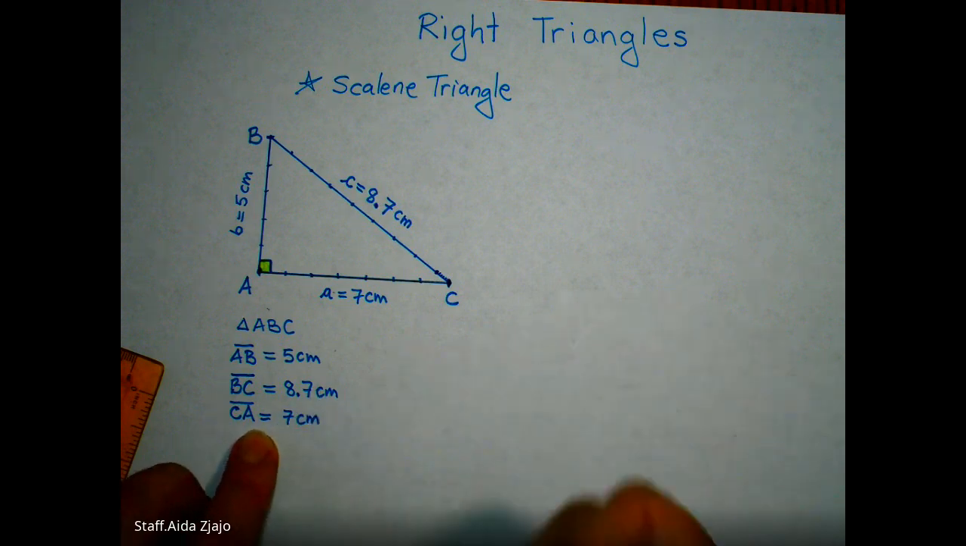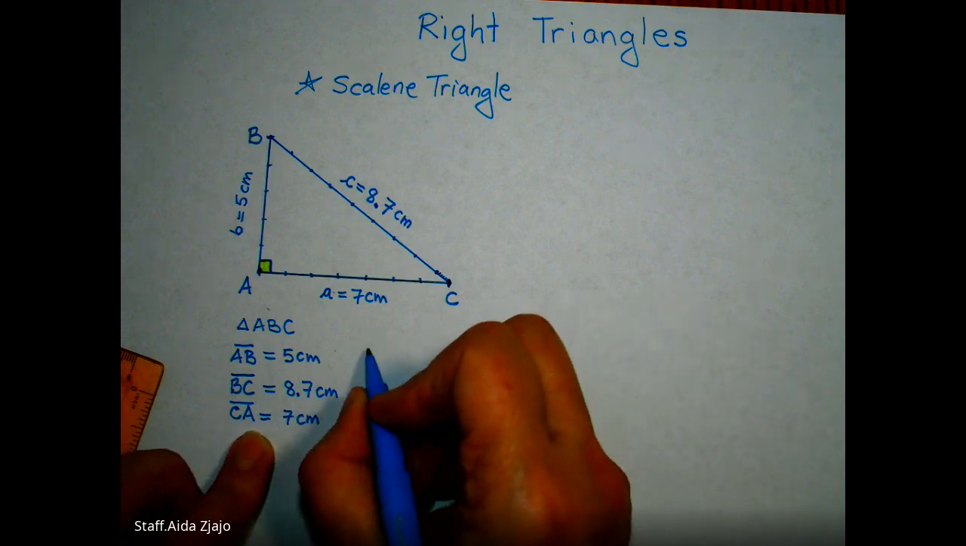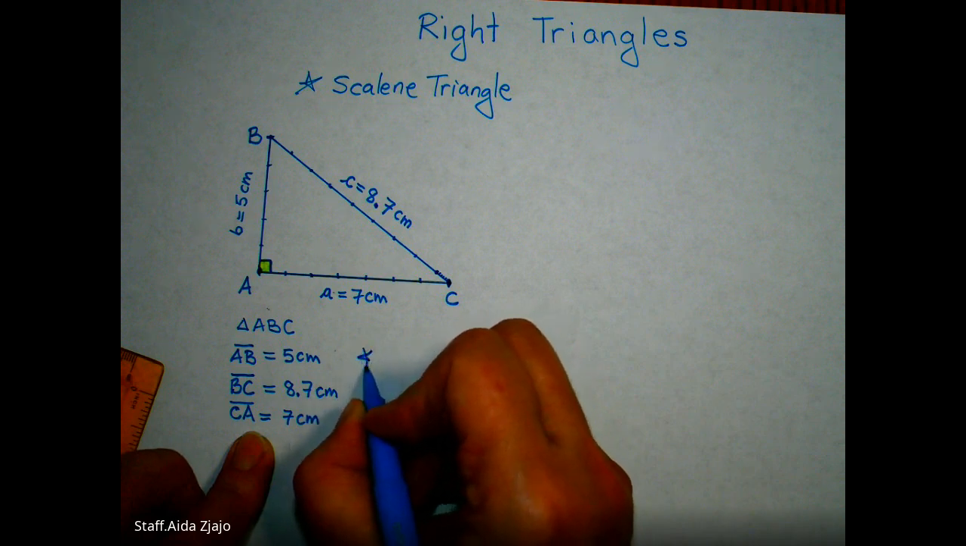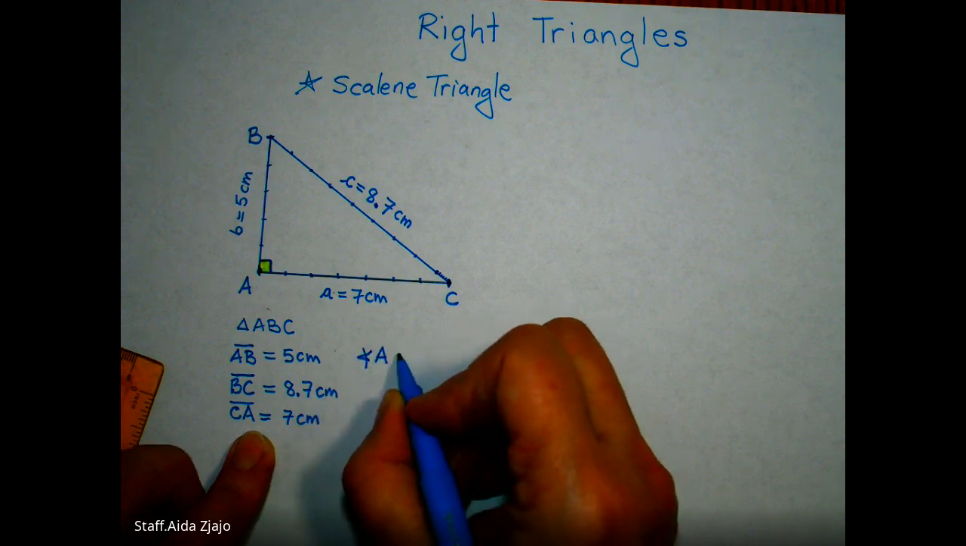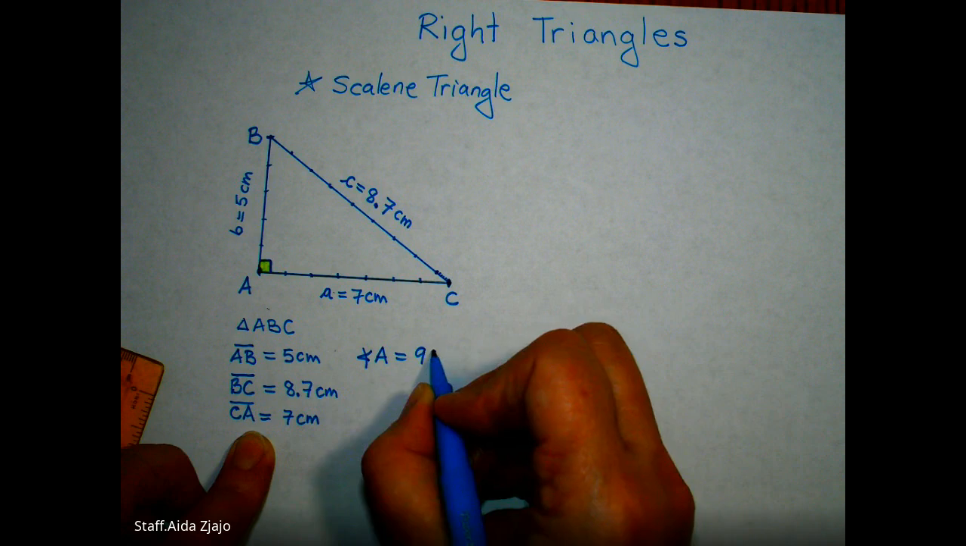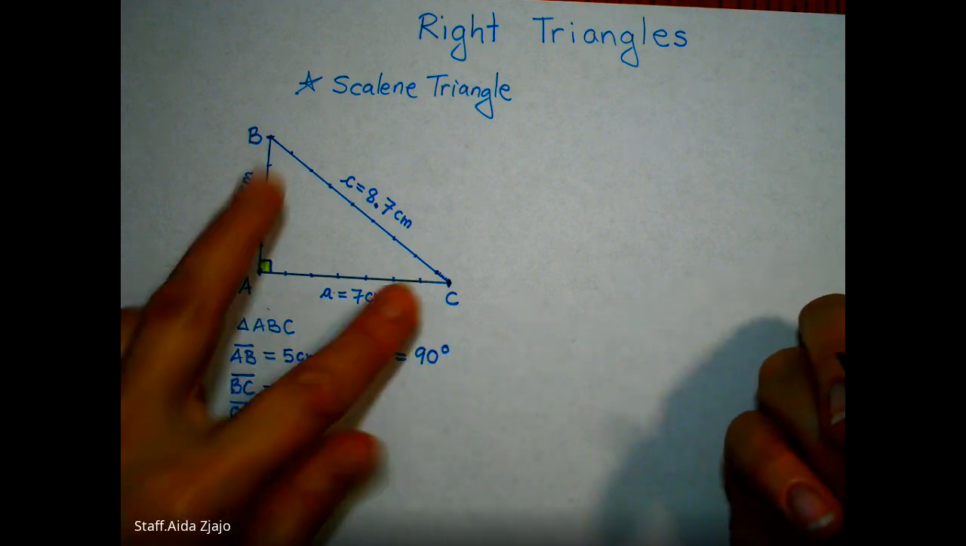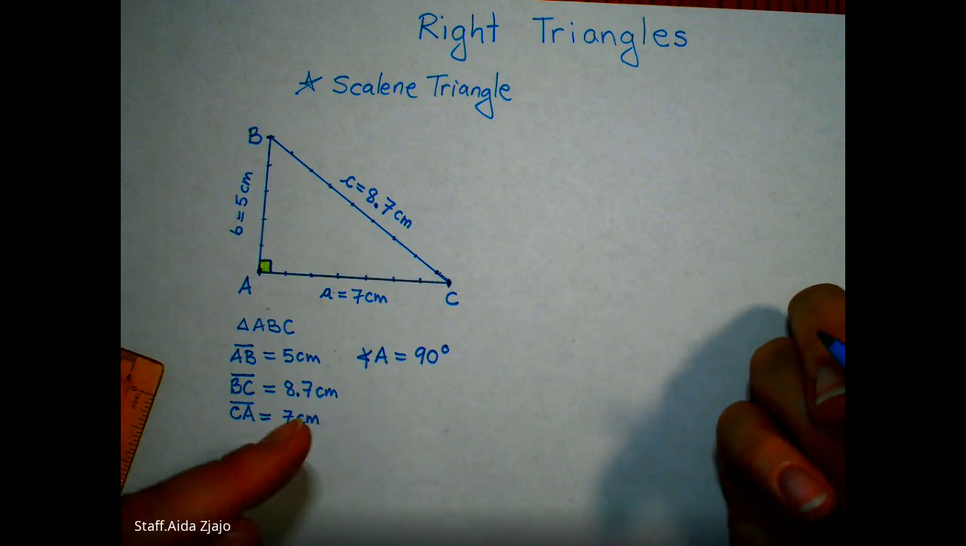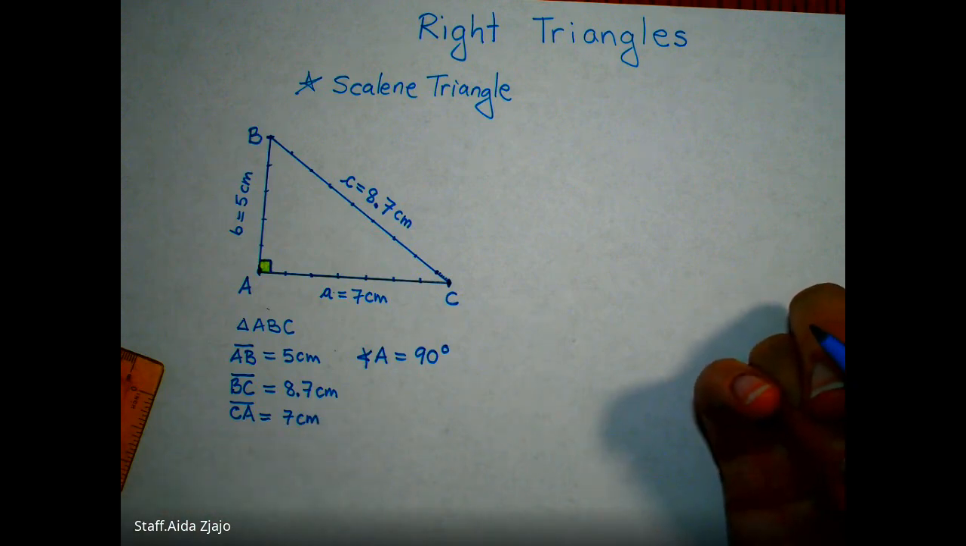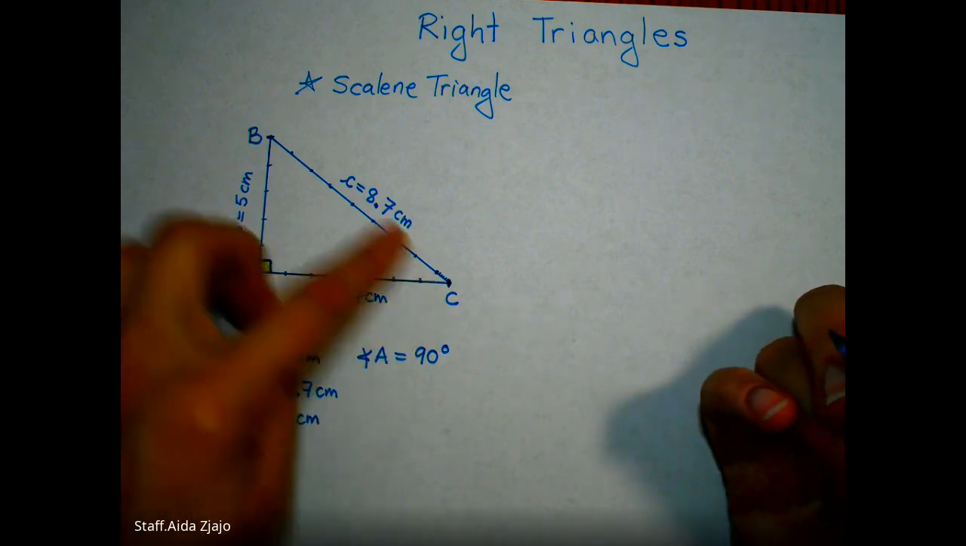Okay, we can also label angles. So angle A is 90 degrees. You know that. So the other two share the other 90 degrees, because 90 plus 90 is 180. That's what we're looking for.